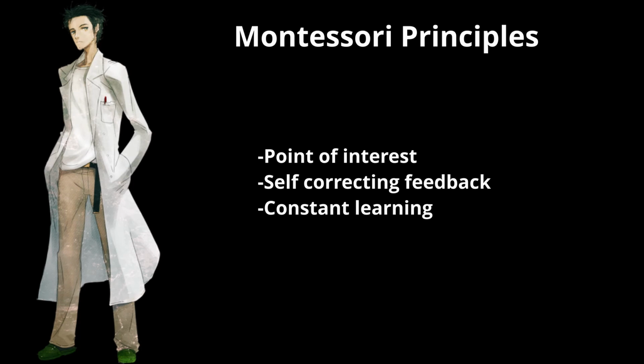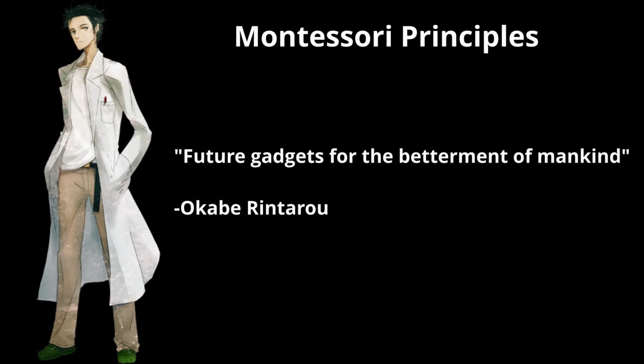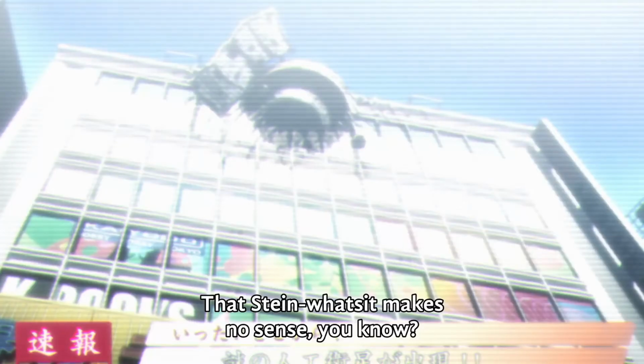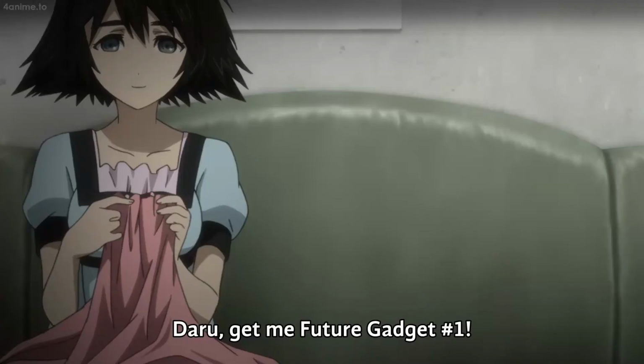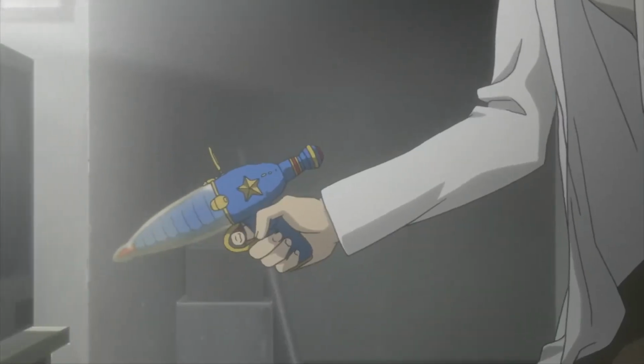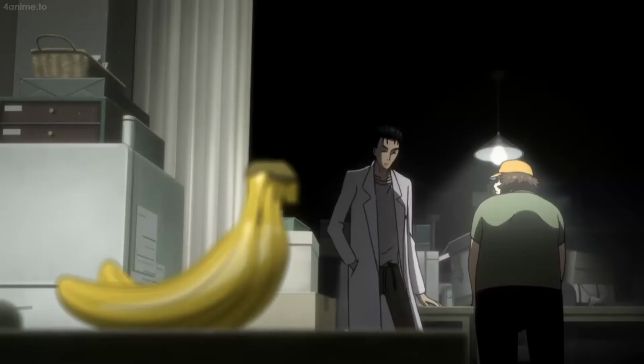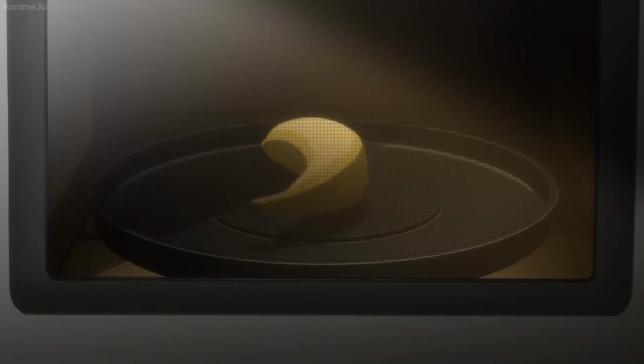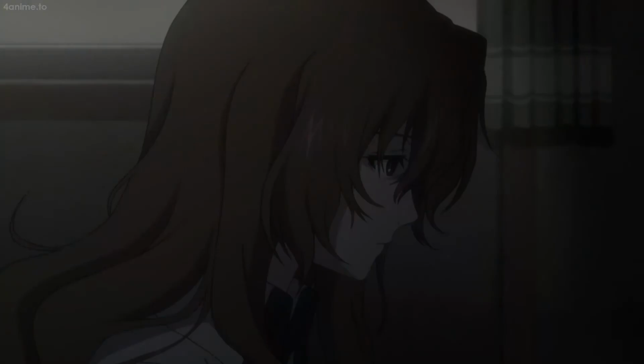Okabe works in what he calls the Future Gadget Laboratory, a place where he and his friends make what he refers to as future gadgets for the betterment of mankind. This is where Montessori principles shine. Okabe's point of interest is inventing. He likes combining things together and experimenting with how they work. This is how he developed the phone microwave, the machine that allows him to send text messages back in time.